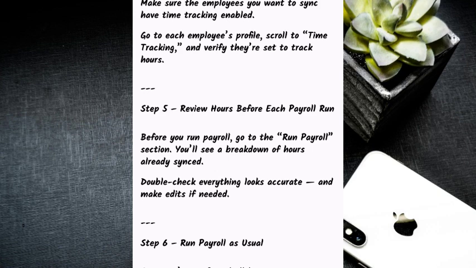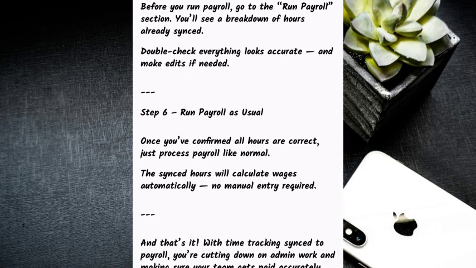Now before you run payroll, go to the run payroll section and you're going to see a breakdown of hours already synced. Just double check everything to make sure it's accurate, and if you need to, you can make edits. Step 6, run payroll as usual. Now once you've confirmed all hours are correct, just process payroll like normal. The synced hours will calculate wages automatically, so there's no need for any manual entry.